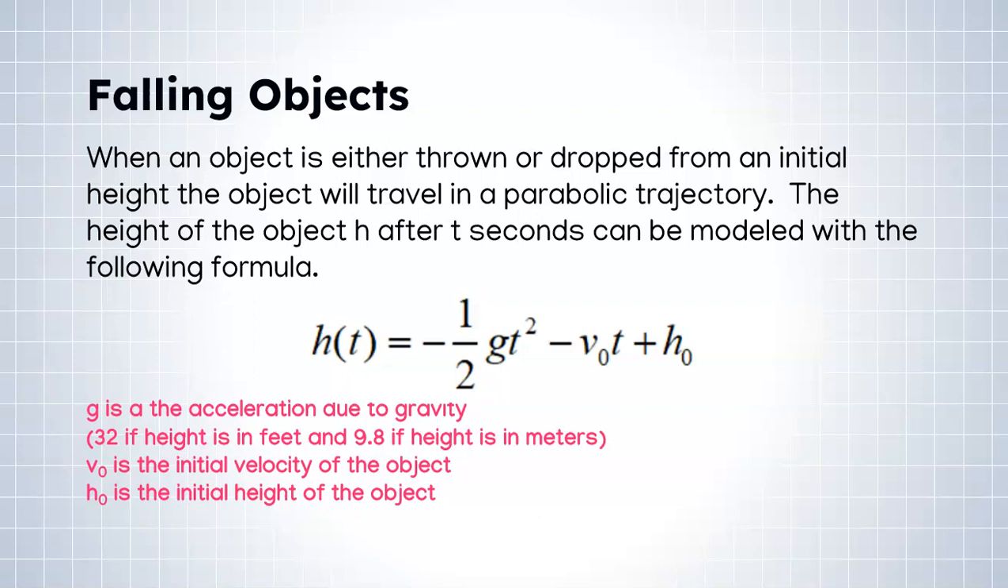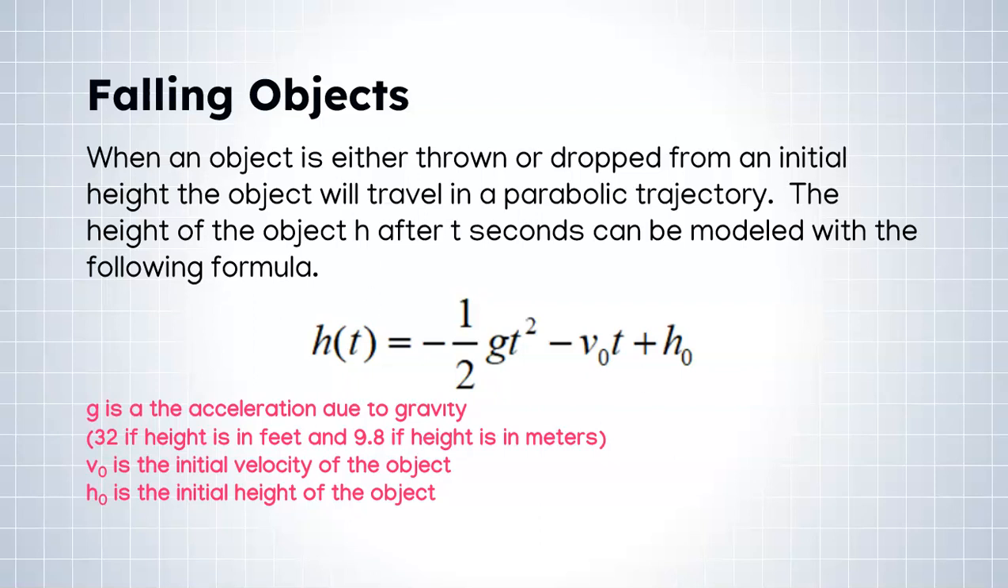So hopefully somewhere along your math careers you were told about falling objects. When an object is either thrown or dropped from an initial height, the object will travel in a parabolic trajectory. The height of the object h after t seconds can be modeled with the following formula: h equals negative 1/2 g t squared plus v sub 0 times t plus h sub 0.